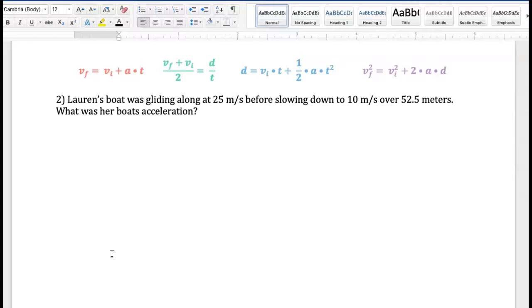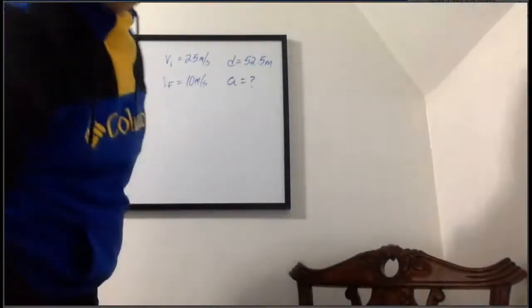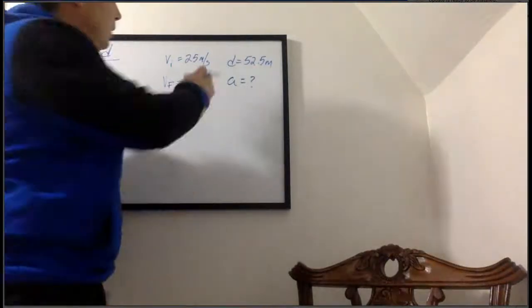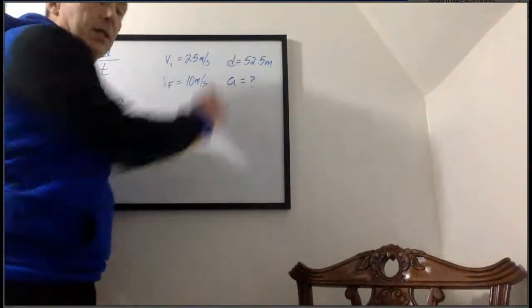The 10 meters per second is going to be the second or final velocity. And then we have 52.5 meters. That's got to be a displacement. And finally, we're asked what is her acceleration. All right, so now that I've got my stuff written, you see I have VI, VF, D, and A.